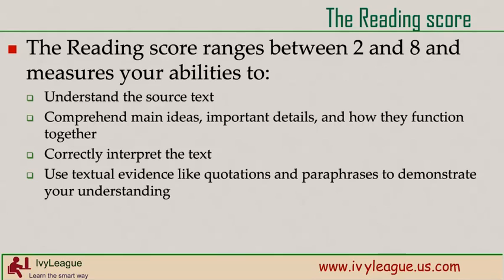The reading score ranges between 2 and 8 and measures your abilities to understand the source text, comprehend main ideas, important details, and how they function together, correctly interpret the text, and use textual evidence like quotations and paraphrases to demonstrate your understanding.